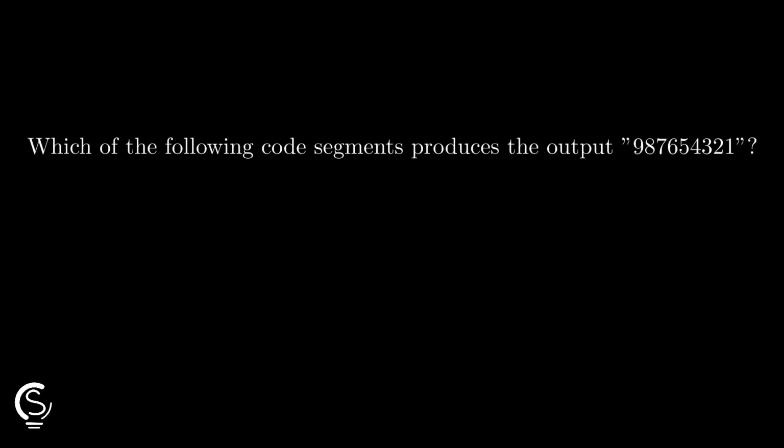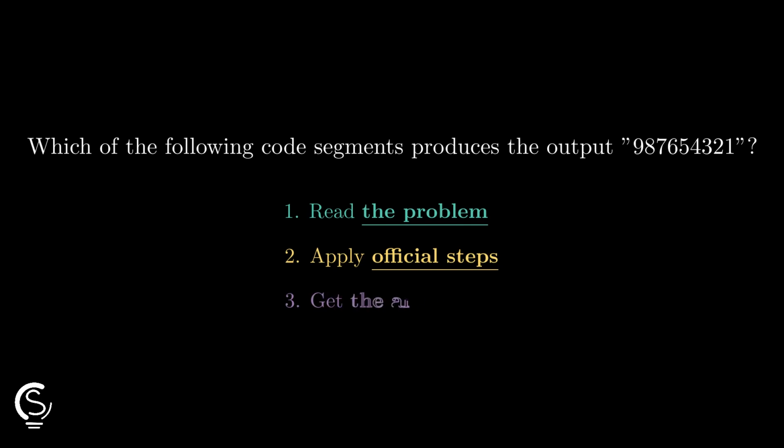Coding loops are tricky, but we can quickly find which segment prints 9 down to 1. Let's solve this together.